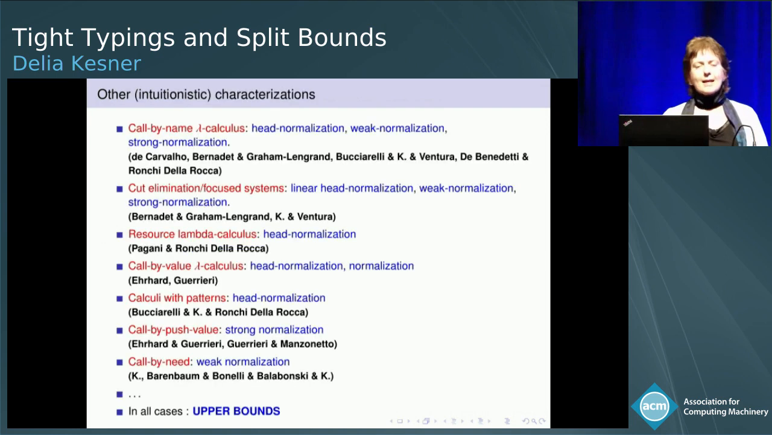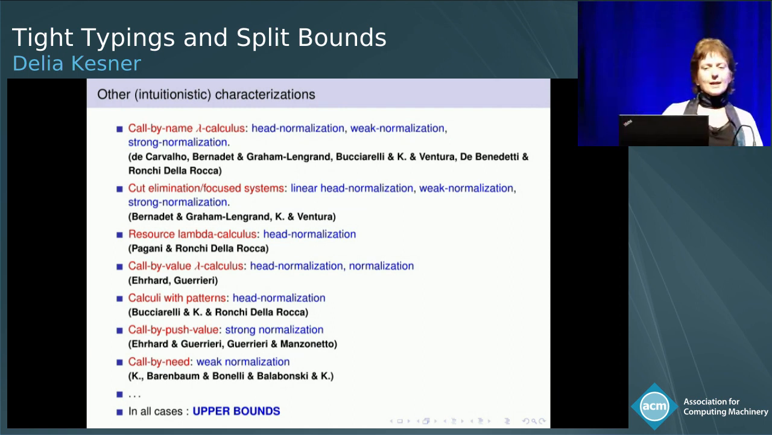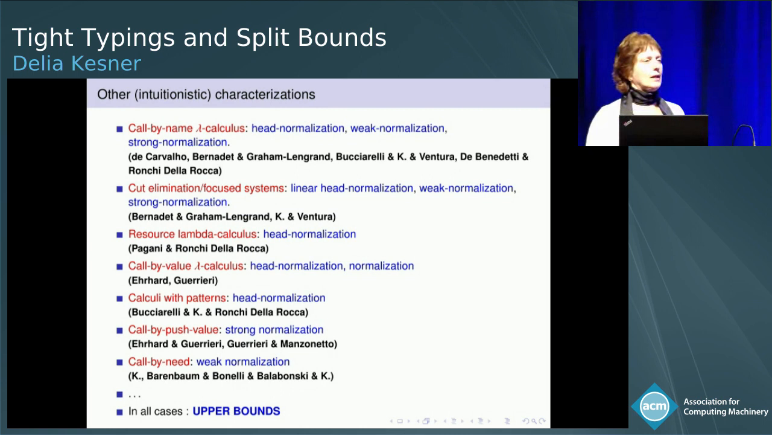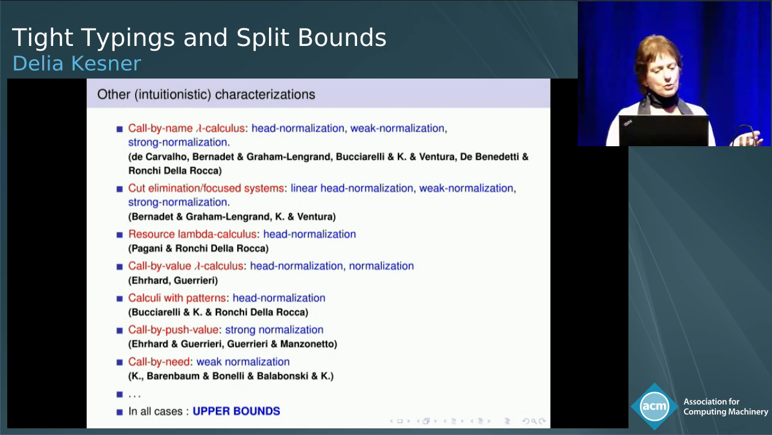So there are many, many examples in the literature using this kind of ideas. You can do that in particular in the intuitionistic case, that is, in the framework of lambda calculus, with different versions of lambda calculus: call by name, call by value, call by need, etc. But the idea and the model is extensible enough to capture also other frameworks, like, for example, call by push value, or lambda calculus with resources, or calculi with pattern matching. In all cases, you obtain upper bounds.